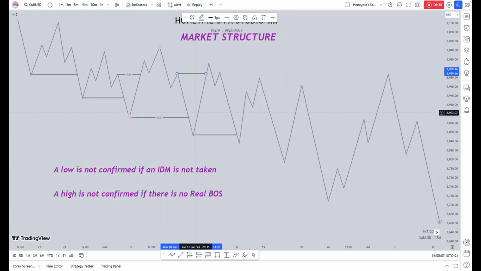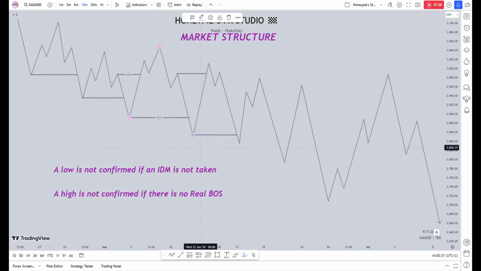And what then determines a real break of structure? Until an inducement is taken. So here now, this particular point is a confirmed low because the inducement has been taken, and this is a confirmed high, because it then broke structure because of an inducement, making it a real break of structure. Do not get it wrong.